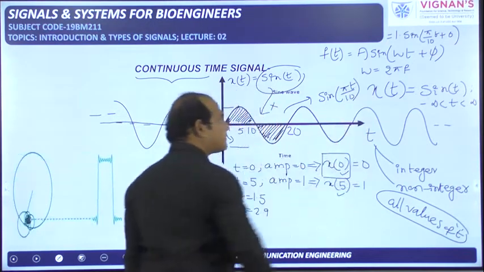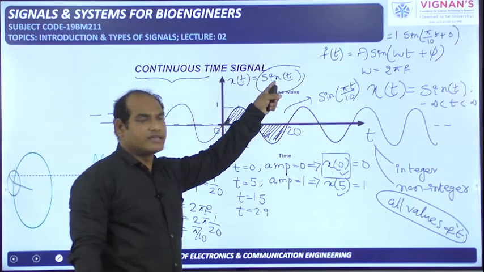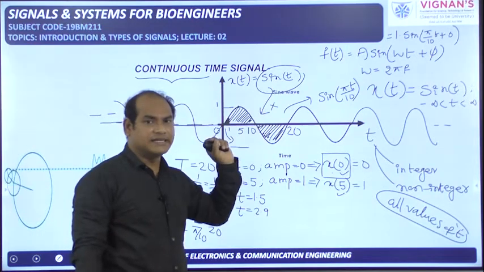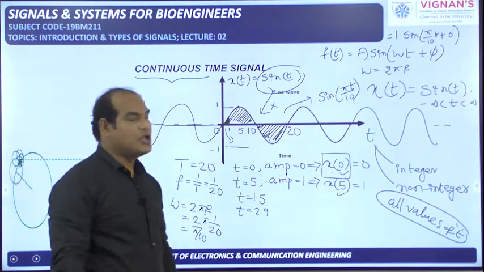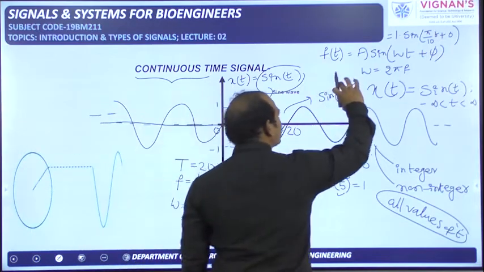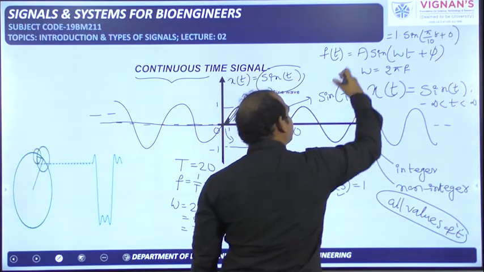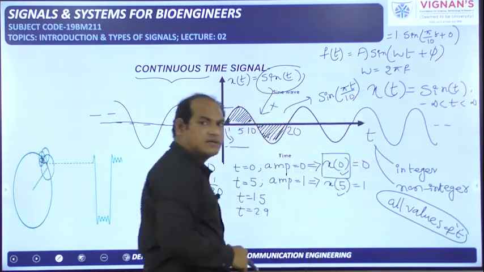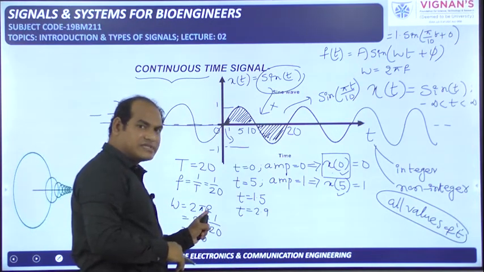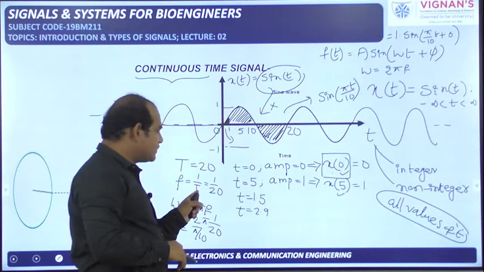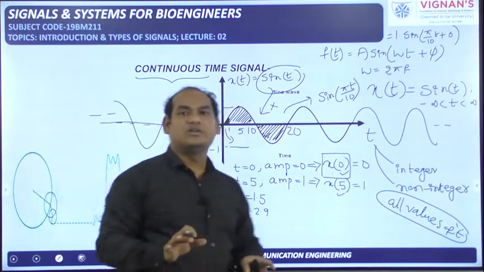This is the mathematical representation for this particular signal, not sine t. For simplicity I have given sine t, but this is the correct mathematical representation for this signal. So here the angular frequency omega is equal to pi by 10, from the mathematical representation, by comparing the two. If you know omega is equal to pi by 10, you can get the frequency f. If you invert the frequency, you will get the time period 20. In this way we can define our concept.